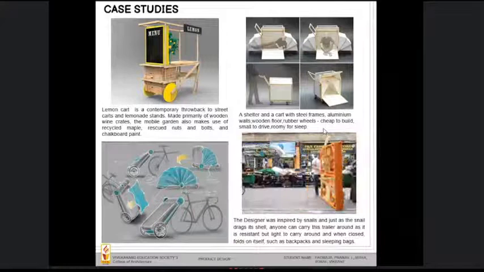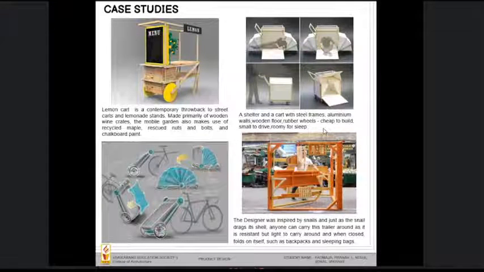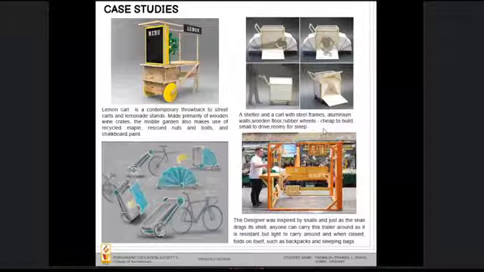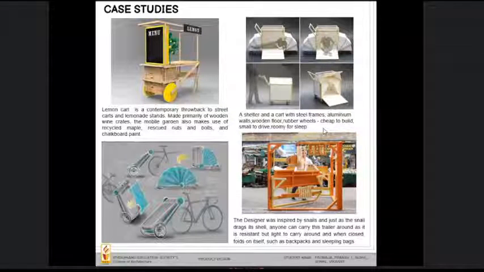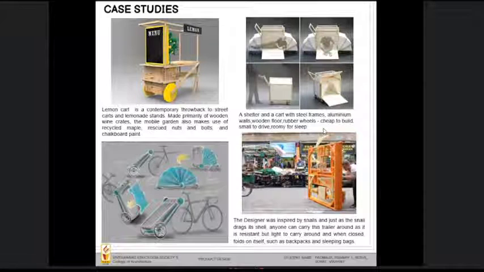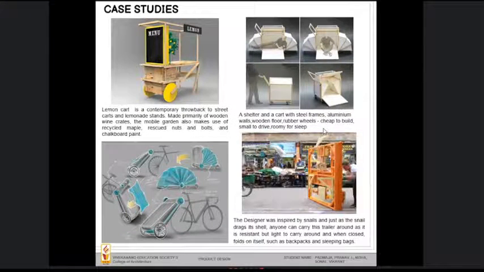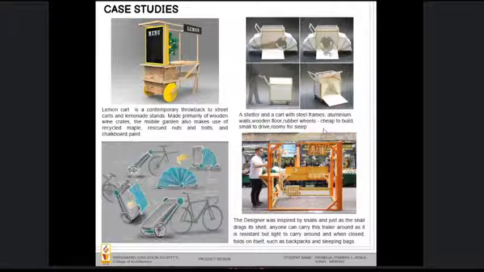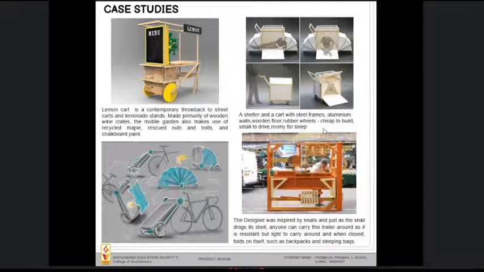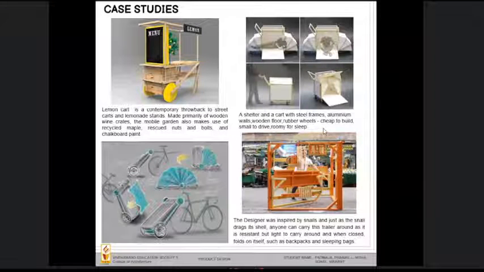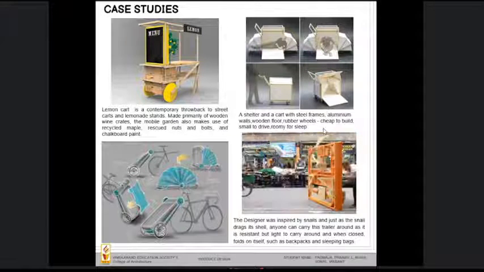So the first one is the learning part. This is a temporary stall, like the street stalls in foreign countries, made primarily of good markets and rescue nets, etc. So this part can be moved around and the owner can take it with him after his work. The second design is inspired by the snail.